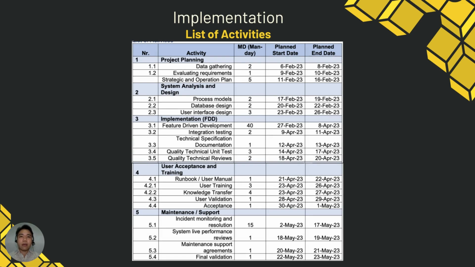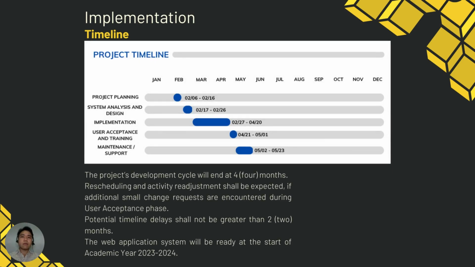So we have this list of activities. We have the project planning at the start of February. System analysis and design is next, followed by the implementation that uses the feature-driven development. We have the user acceptance and training, and finally the maintenance and support that we target to complete by end of May. So the project's development cycle will end at 4 months. So potential time delays shall not be greater than 2 months. So the web application system will be ready at the start of the next academic year, 2023 to 2024.